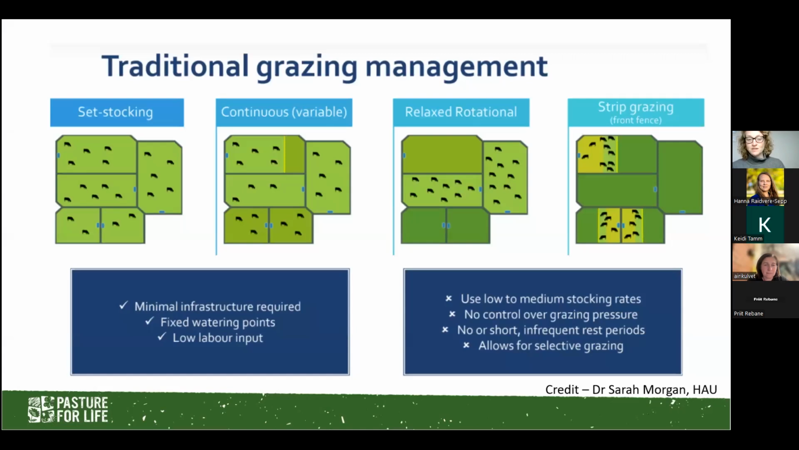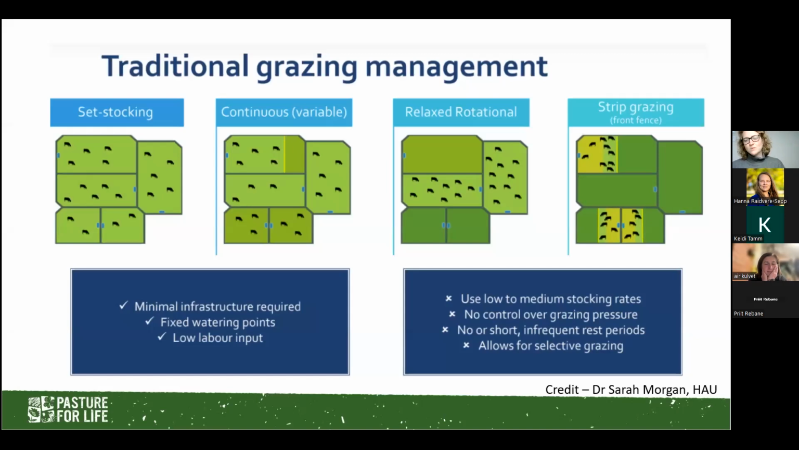And we do that by splitting up our fields. So very traditional grazing management, particularly I would say here in the UK, would be set stocking or continuous variable, where you're just putting animals in fields and you're just kind of leaving them alone. There's not much infrastructure. You can have fixed water troughs and there's not much labor input. And then we can go into what is a more relaxed rotational approach, where we put all of our animals in just maybe 2 or 3 fields, and every few weeks we swap them between fields. So we're kind of moving from individual fields, but creating a bit of rest in our system.